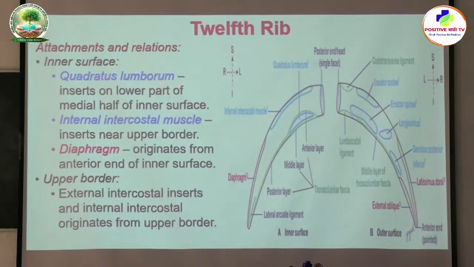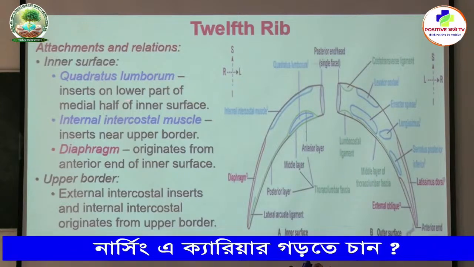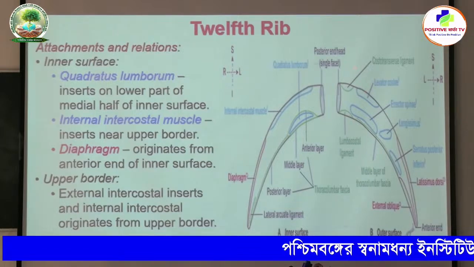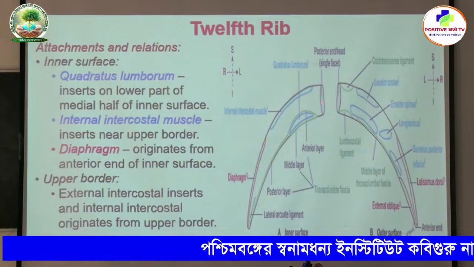So on the inner surface, quadratus lumborum inserts on the lower part of the medial half of the inner surface. Internal intercostal muscle inserts near the upper border. Here, internal intercostal. Diaphragm originates from the anterior end of the inner surface. Here is attachment of the diaphragm. At the upper border, external intercostal inserts and internal intercostal originates. Here insertion of internal intercostal has been shown.